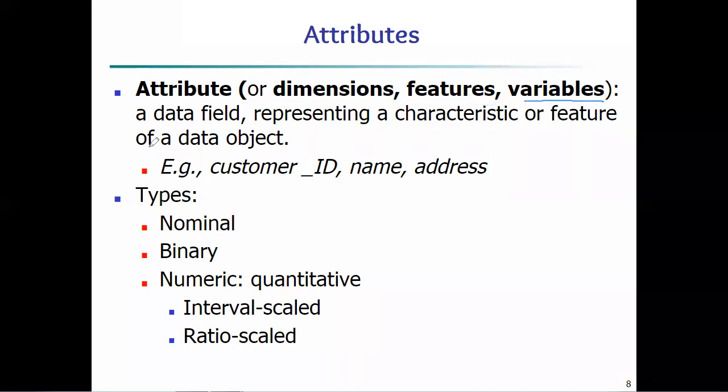A variable is a field representing a characteristic or feature of a data object. Yes, a student already gave the answer. For example, customer ID, name, address are the attributes. I hope everyone is clear that in data mining we should talk about dimensions, features, or variables. It's called the attribute.